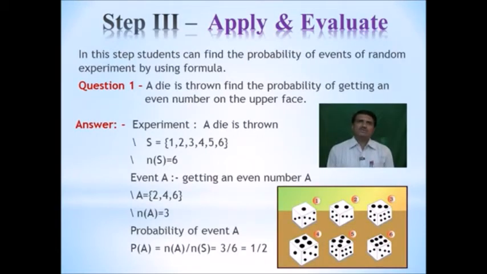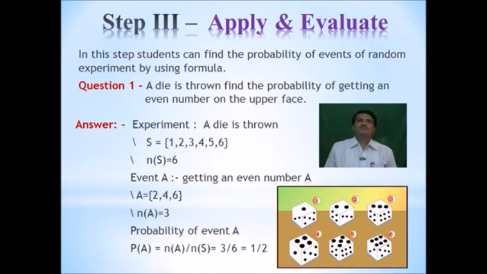We go to the third step, apply and evaluate. In this step, students can find the probability of events of a random experiment by using the formula of probability of event from the last step. Now read question number 1. A die is thrown, find the probability of getting an even number on the upper face. So in this question, the experiment is a die is thrown and the event is getting an even number. We can find the probability of this event.